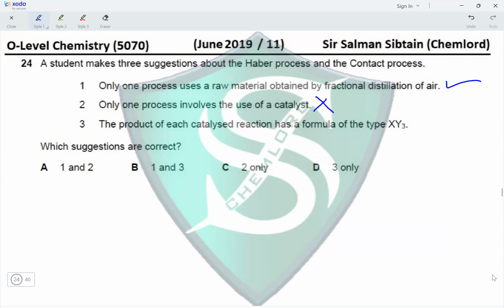So this is wrong. The product of each catalyzed reaction has a formula of the type XY3. So for Haber process, it is NH3 and for the contact process, it is SO3. So XY3 is the correct type of formula. Therefore, if only statements 1 and 3 are correct, this makes option B the correct option for this question.